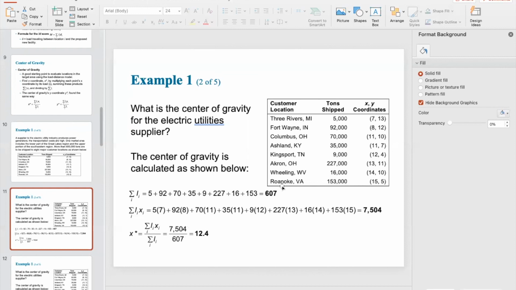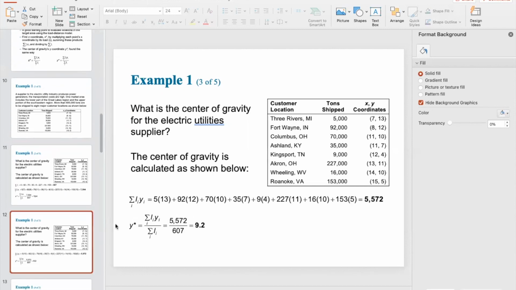And then how do we get the denominator? Since the denominator is represented by the summation of w_i, you simply add up the second column, which represents the total customer population. Since this is in thousands, the result will be 607. You take the numerator you got here and divide by 607 to get the corresponding X star value. This X star value is the X value of the center of gravity.